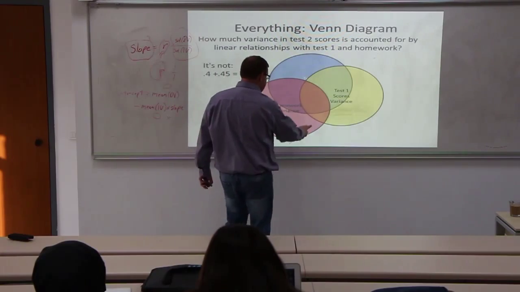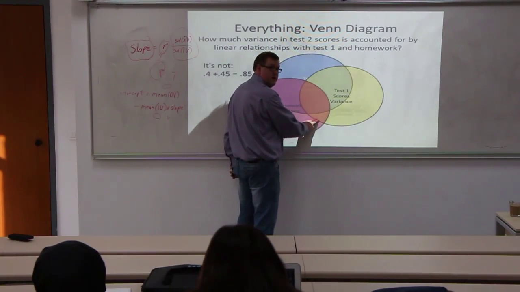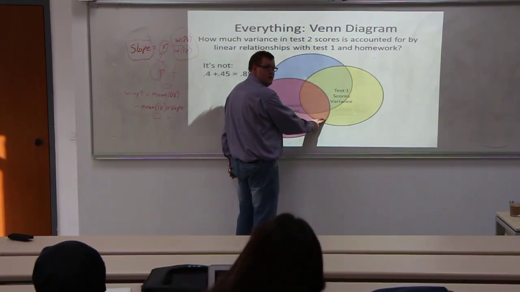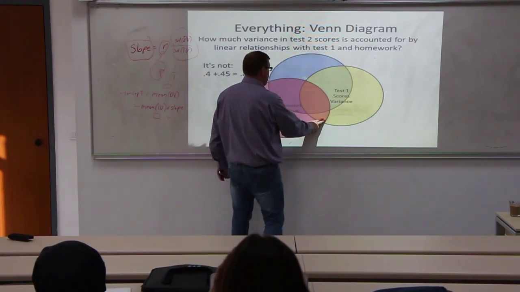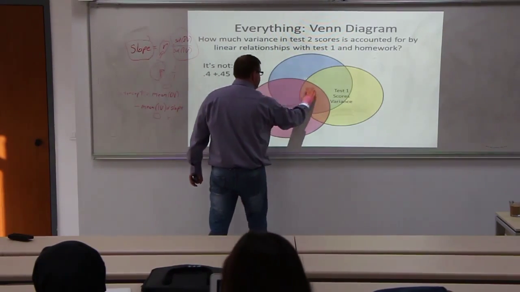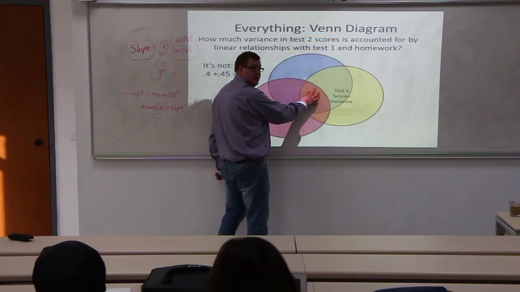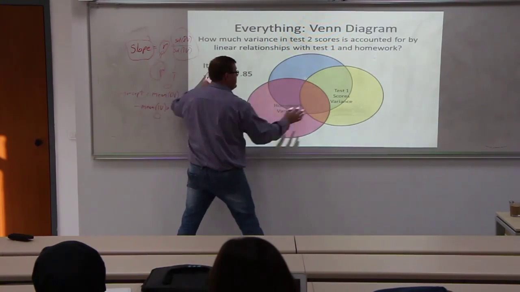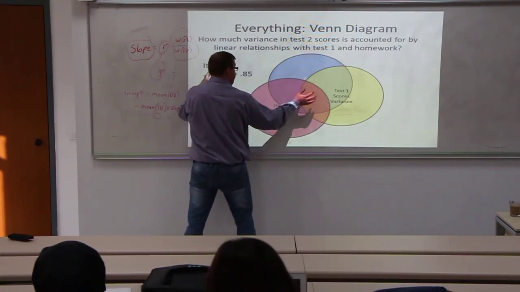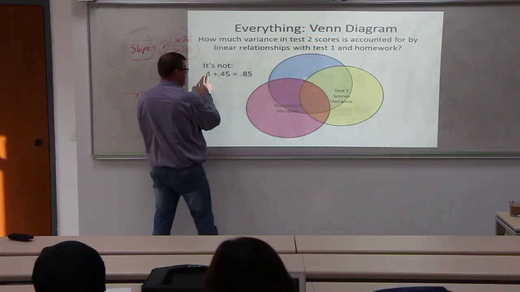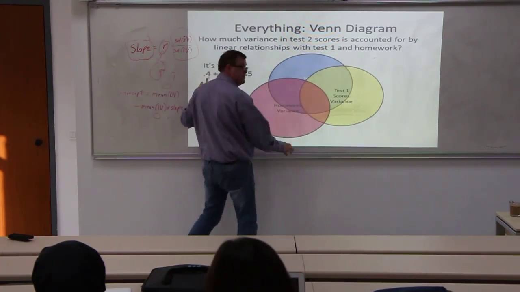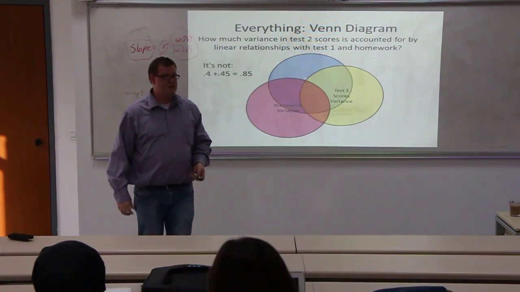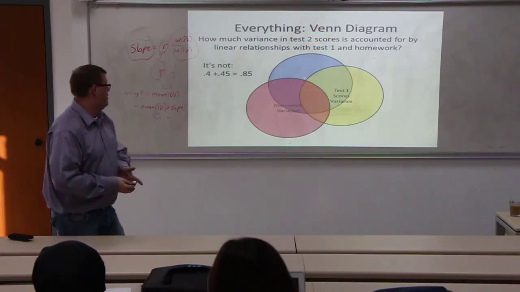We should subtract only the part which is in both. Just this. Because this was this, and this was this. So we need to get rid of this. Good.